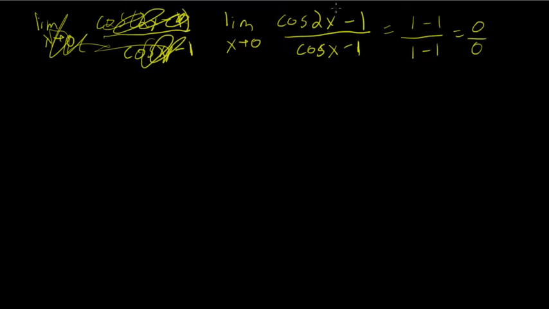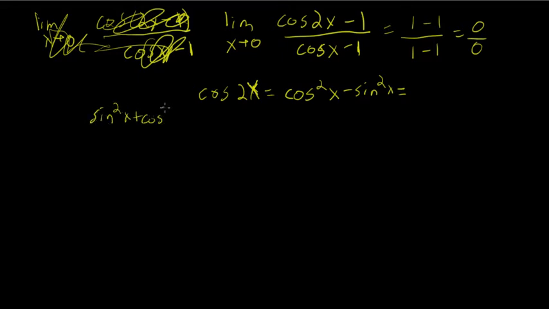So here we have this cosine of 2x. Hopefully you remember your double angle trig identities. If not, I'll write the cosine of 2x. There's 3 ways of representing it. First is cosine squared x minus sine squared x. Now, if you also remember that sine squared x plus cosine squared x equals 1, then for cosine squared x, you can substitute 1 minus sine squared x.